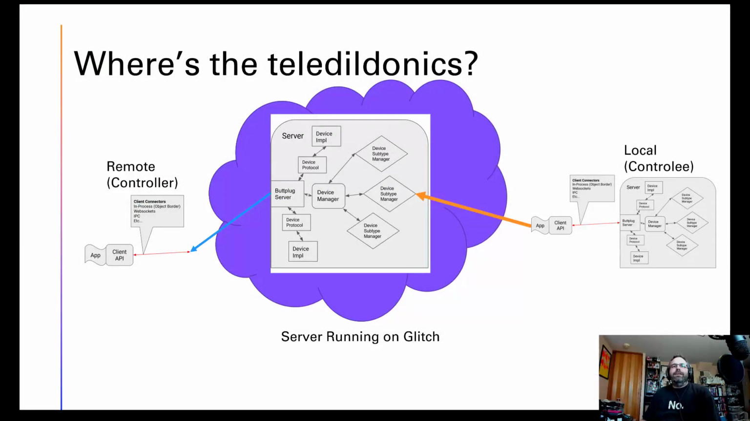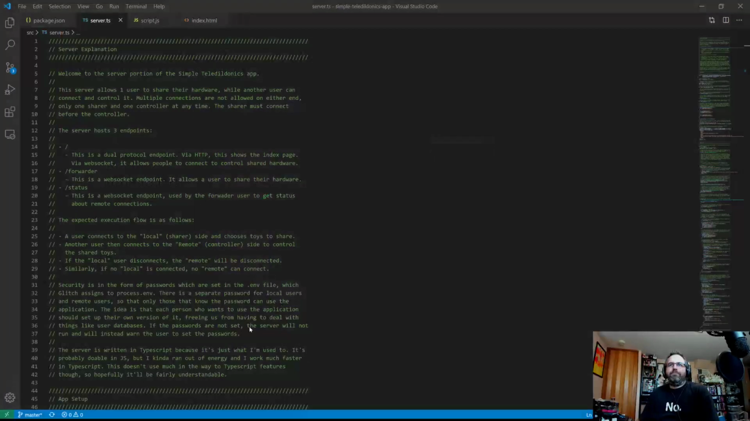Okay, so this right here is the WebSocket that you would access through the remote. Well, the blue line is what you would access through the remote endpoint. Anyways, this is all explained in the comments here because I'm doing a poor job of it. So then there's the forwarder endpoint, which is what the local connects to forward its devices over. And then there's a status endpoint.